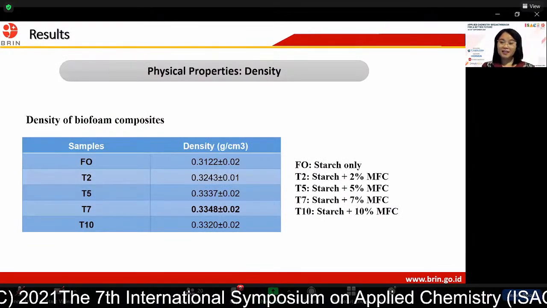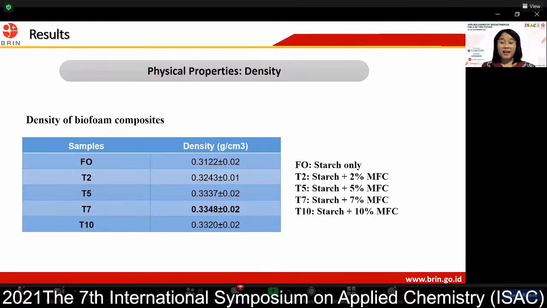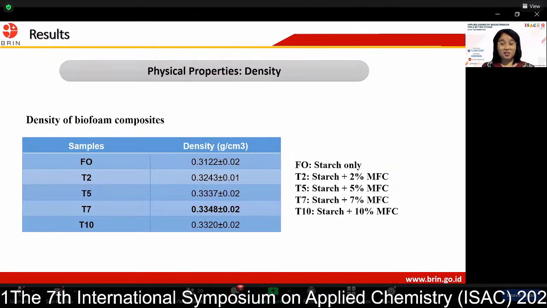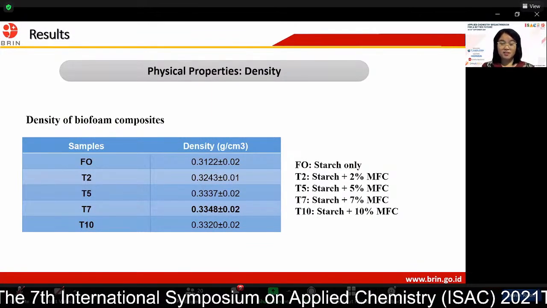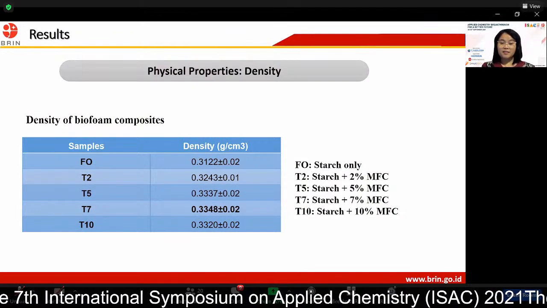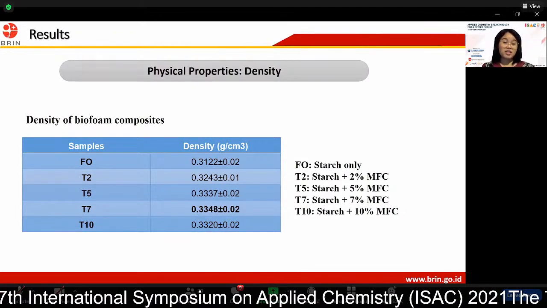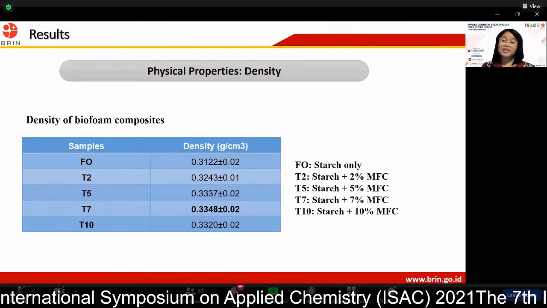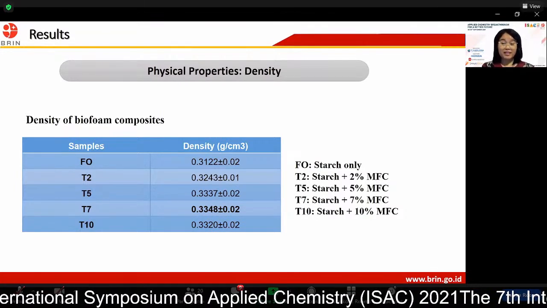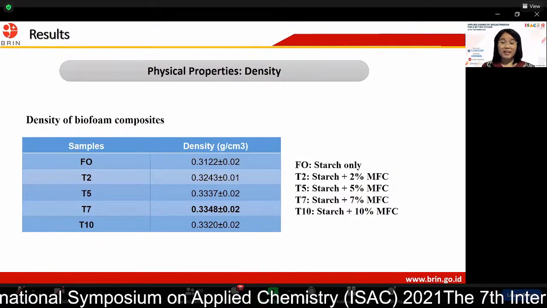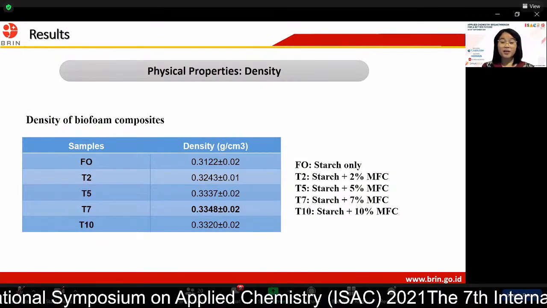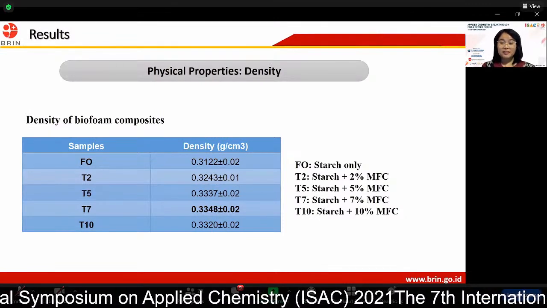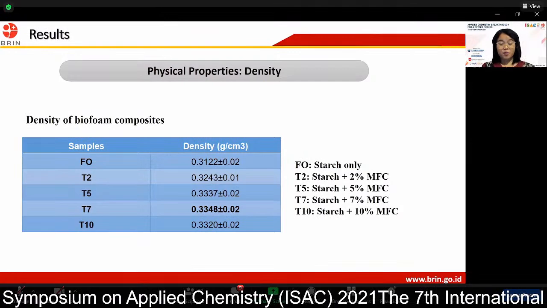So here are the results. In terms of density, we can see in this table that we can maintain the density of all of the formulations at about 0.33 gram per cubic centimeter. And it is important to maintain the density because we can then clearly investigate the effect of microfiber cellulose on the performance of the biofoam composite.